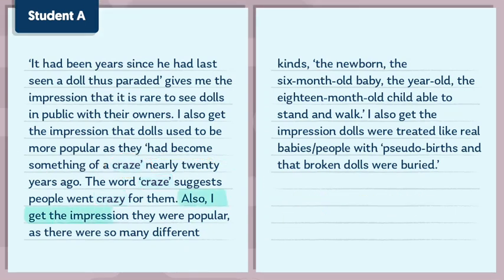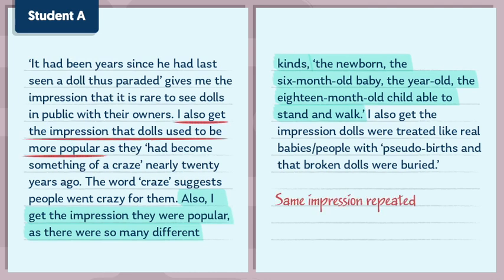After this, they again continue with the impression of the dolls being popular through a new piece of evidence. The newborn, the 6-month-old baby, the year-old, the 18-month-old child able to stand and walk. But because this is the same impression just repeated, they wouldn't be awarded any more marks.